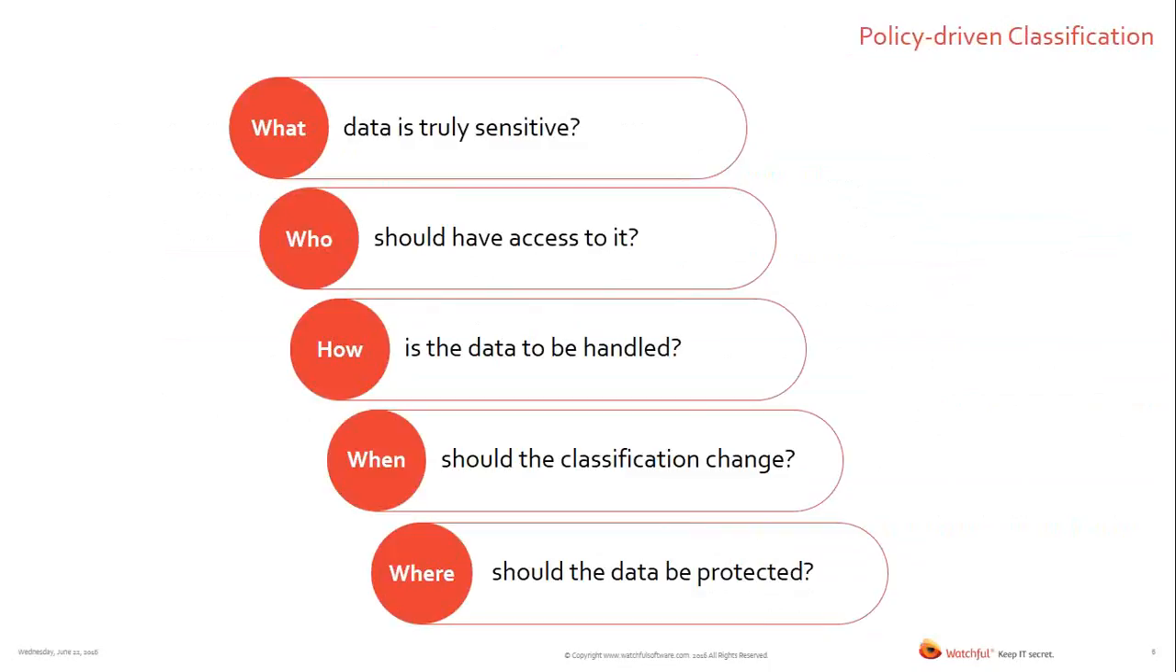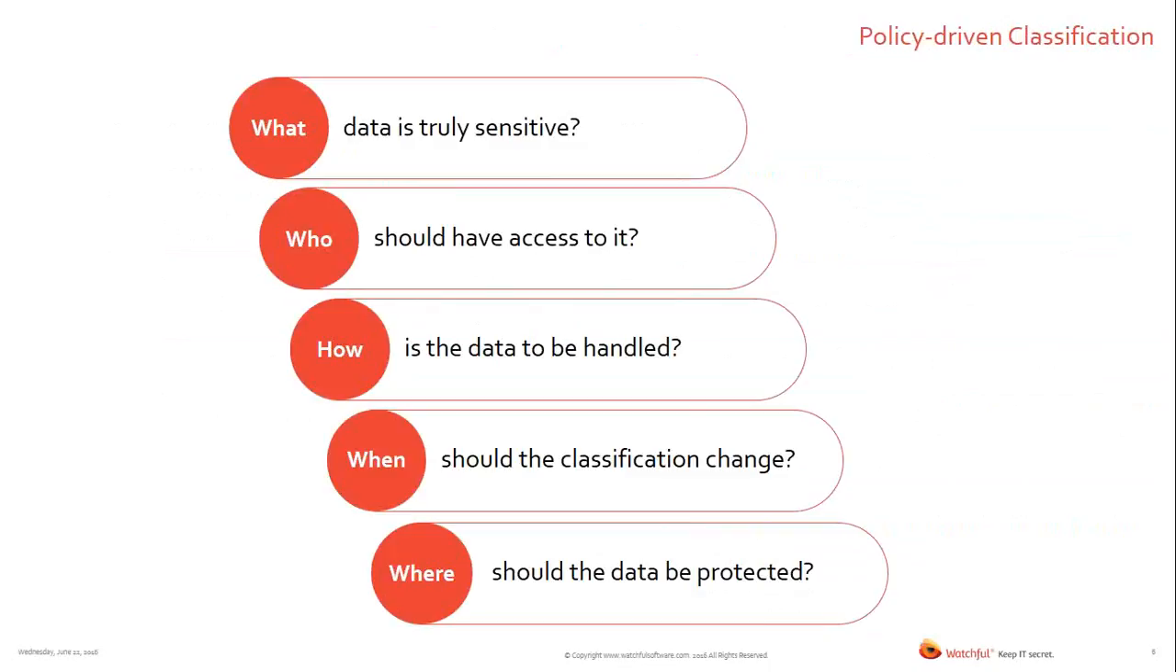And then how is the data to be handled? Who has access to it? Where can it travel? Can it be printed? Can it not be printed? Can it be emailed? Can it be sent to a home device? And then how should the classification change?